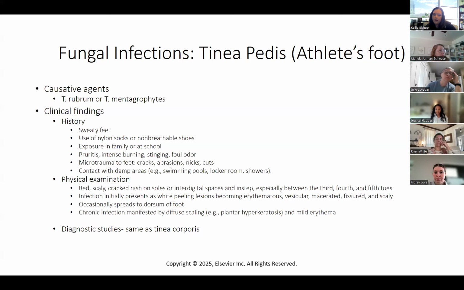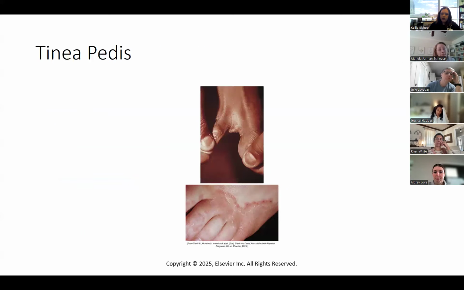It's really common in damp areas. And so they'll have a red, scaly, cracked rash on their feet. And we'll look at a picture in just a minute. Sometimes it spreads to the dorsum of the foot, but usually it doesn't. It's often in between the toes, but that's what it looks like.